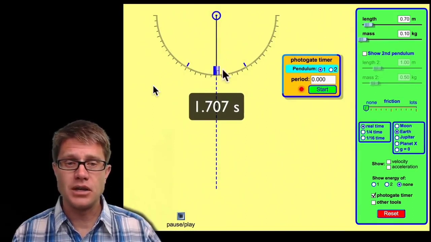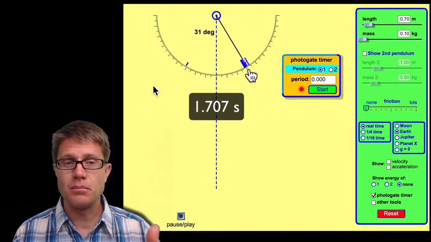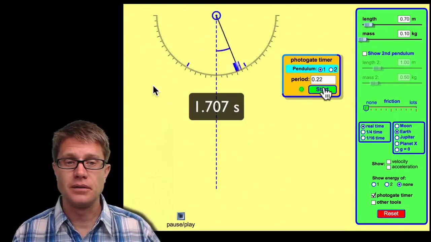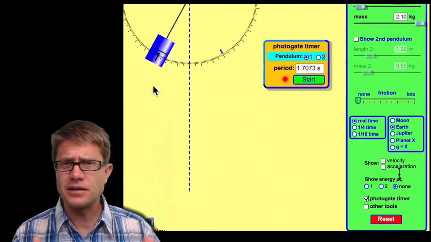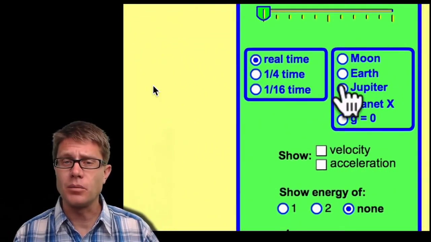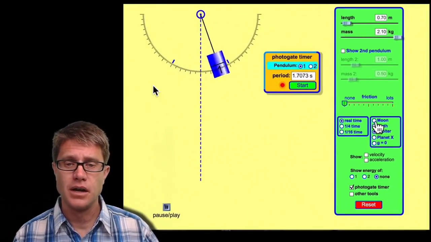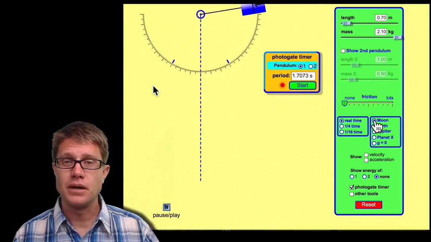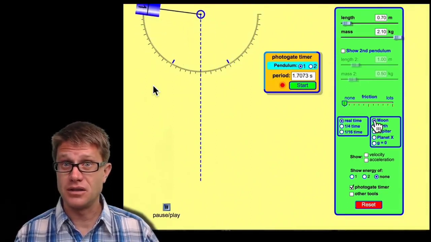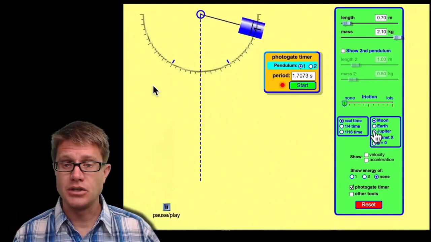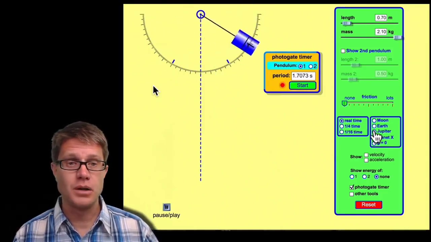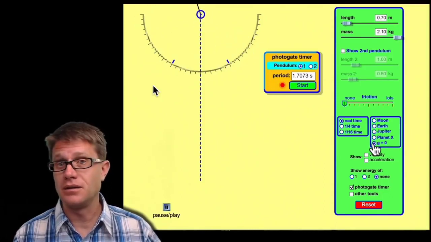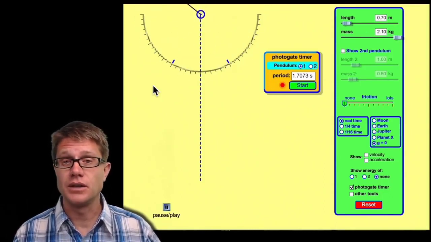Now watch what happens as I change the mass. As I change the mass, drop it from a 30-degree angle, start my photo gate timer, you can see that it doesn't affect it. So mass doesn't affect the period. But what does, remember, is going to be the gravitational field strength. So now let me change it to the moon, and you can see that the period is increasing, it's slowing down. Let me change it to Earth. Now it's speeding up. What happens if we make it Jupiter? It's really speeding up. Or if we make it nothing, it just continues moving like that.